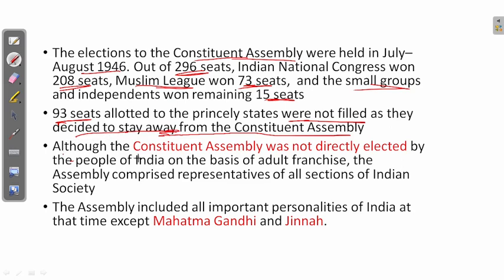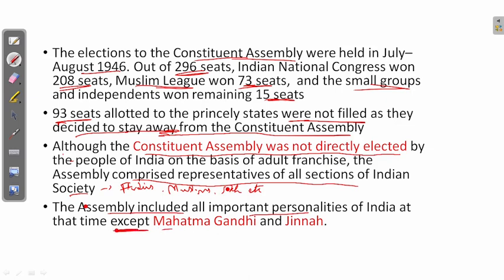Next, although the Constituent Assembly was not directly elected by the people on the basis of adult franchise, the assembly comprised representatives of all the sections of Indian society. That is Hindus, Muslims, Sikhs, Anglo-Indians, Christians, including women. Next, the assembly included all important personalities of India at that time except Mahatma Gandhi and Jinnah. These two were not a part of the Constituent Assembly.